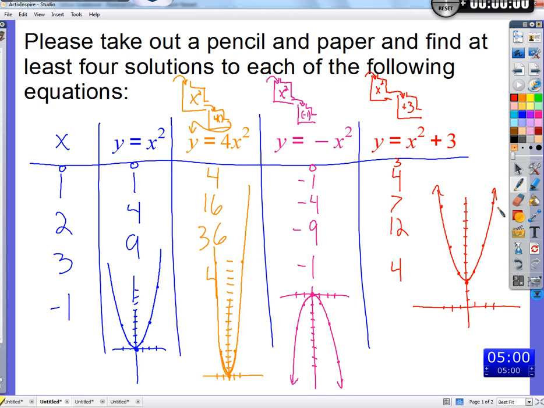The original function is x squared. If we take that output from x squared and we multiply it by 4, it's going to make it 4 times as big. Okay? So same input, but 4 times as big the output. Here, same input, we just get the opposite of the original output. Same input for this function, the output is just 3 more than the output of the original function. You just take the original outputs and add 3.